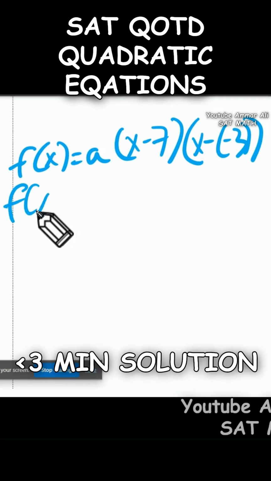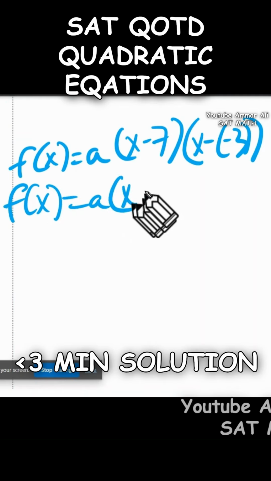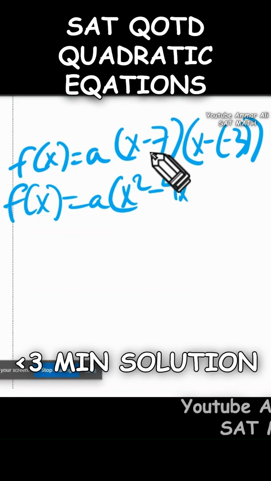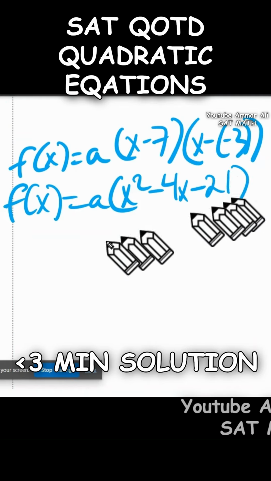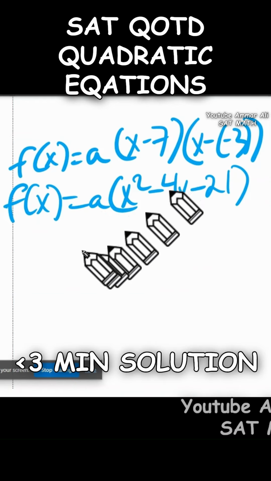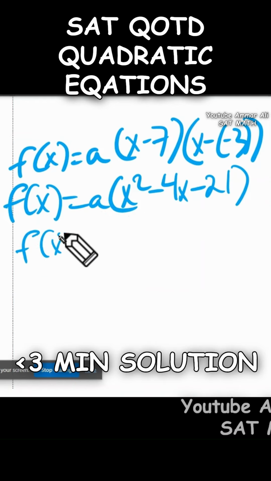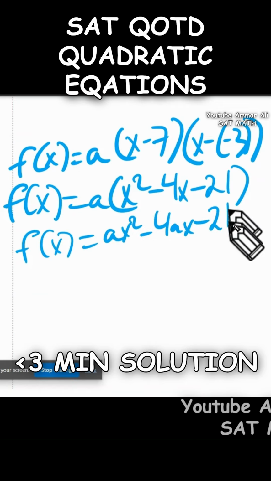So continuing, we're going to simplify this now so that we get a times x squared, and then we will have 3x minus 7x, so that's going to be a minus 4x, and then minus 7 times plus 3, that's going to be a minus 21. We don't really care about the c term anyways. And now we're going to distribute the a, so we can make our lives a little bit easier. So then we have ax squared minus 4ax minus 21a.